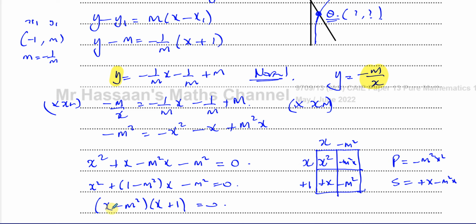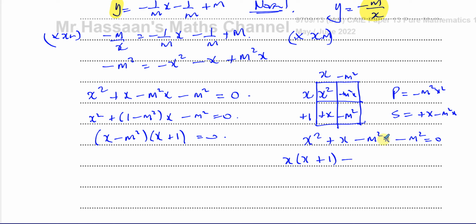There are 4 terms. x is common here, so you have x(x + 1). Then you've got minus, what's common is m². And in the bracket, −m² times x gives you −m²x, and −m² times +1 gives you −m². So it has to be plus here, so that gives you that.